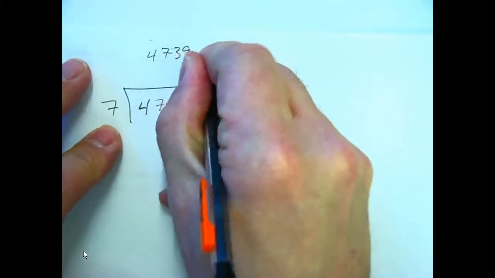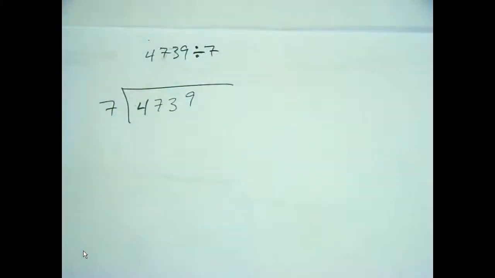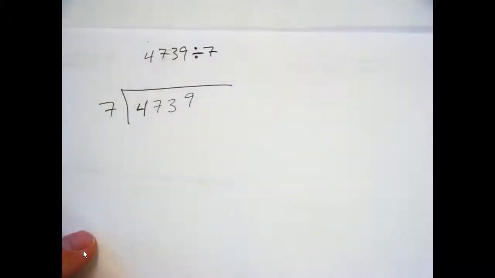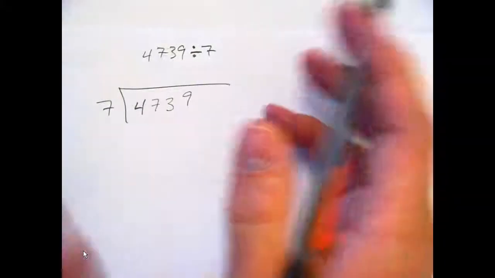4739 divided by 7. When you learned how to do this, if you had a teacher that taught you long division by hand, did everyone in here learn long division by hand? I've heard from students that they never went that far. We just used calculators, or we didn't actually do the long division piece. So I'm hoping that you did.